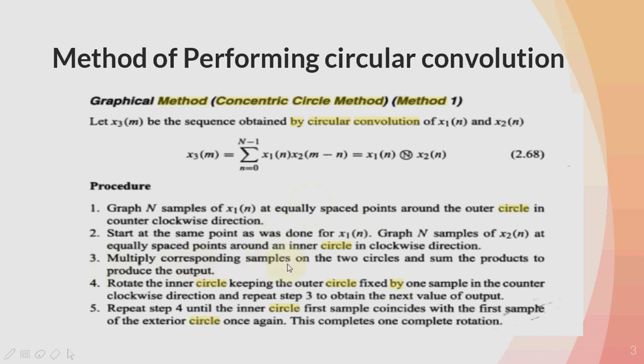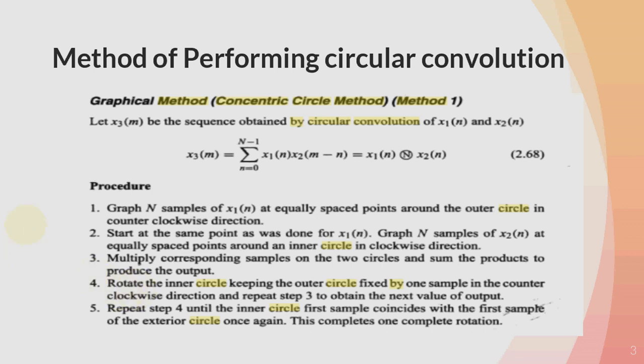So multiply the corresponding samples. You will get x1 as it is, and x2 of n is nothing but x2 of minus n. Multiply the corresponding samples of the two circles and sum the products to produce the output. Next, rotate the inner circle, keeping the outer circle fixed, by one sample in the counterclockwise direction. So in step number 4, you have to rotate the inner circle in the anti-clockwise direction by one sample point.